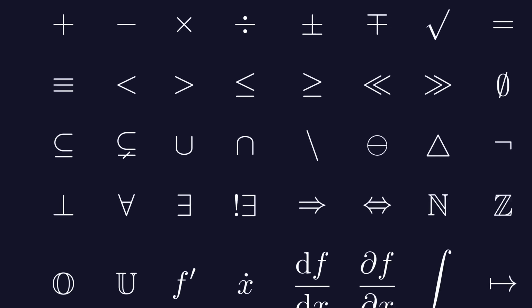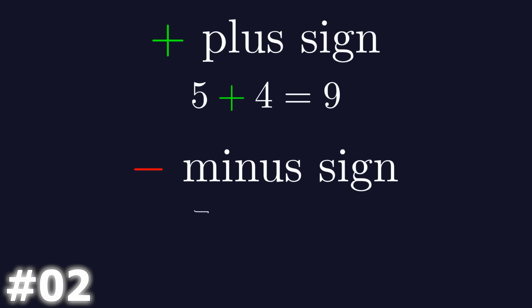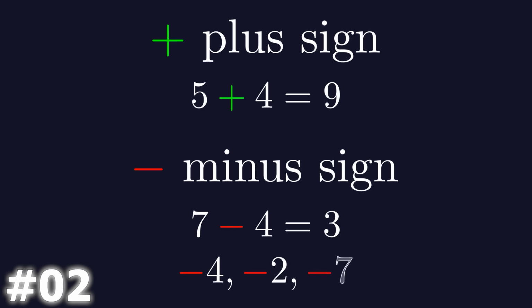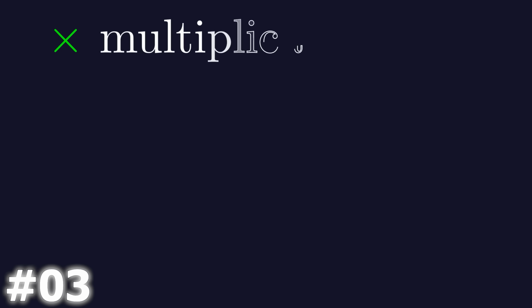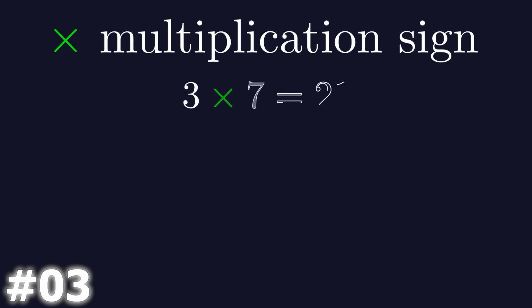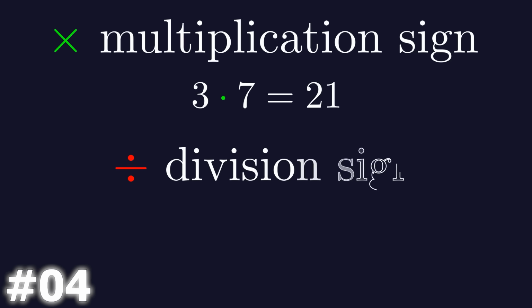Starting with the most basic symbols, the plus sign is universally recognized as the symbol for addition. Minus sign, which is essentially the opposite of the plus sign, represents subtraction, but it can also denote negative numbers. Multiplication sign is used to denote the operation of multiplying two numbers together, and can also be represented as a dot. Division sign signifies division, the opposite of multiplication.